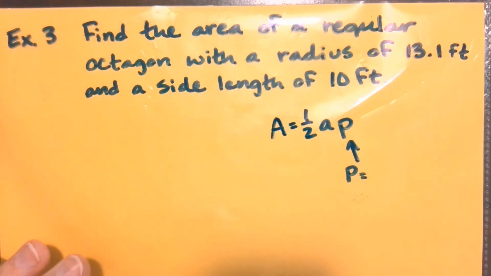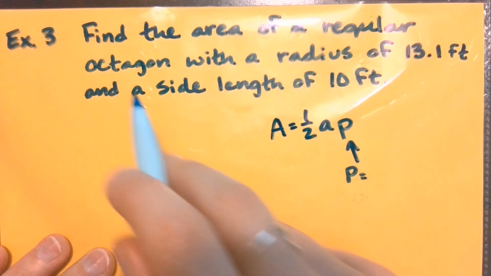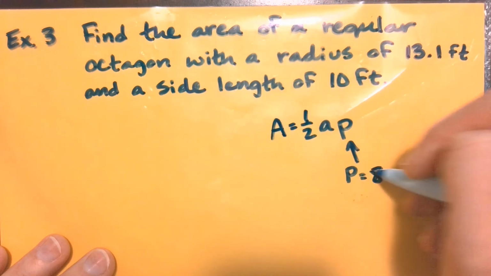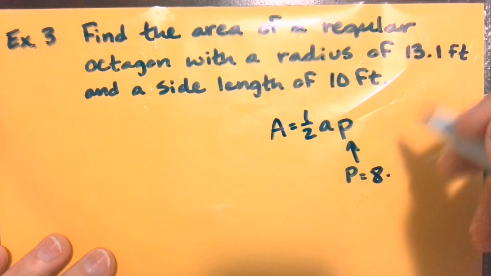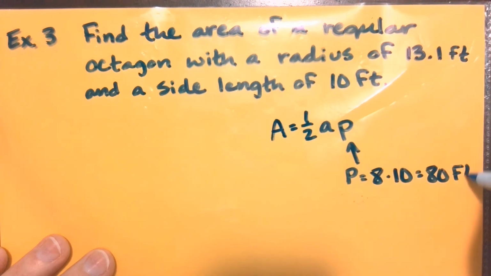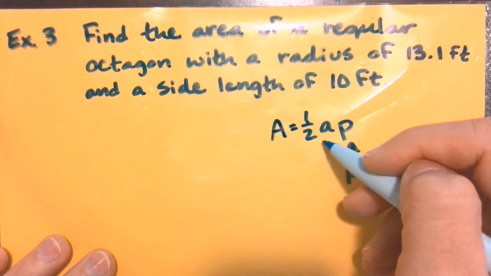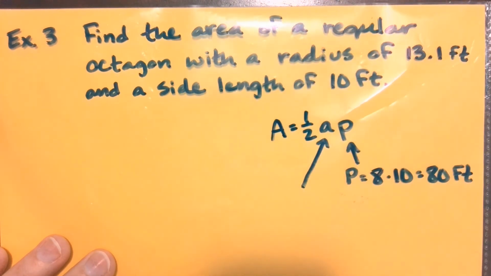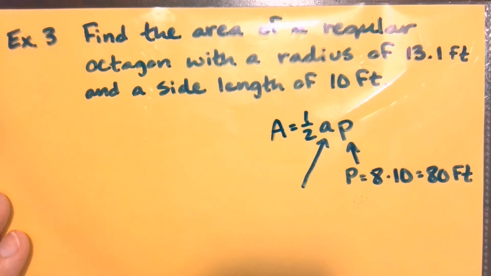Since the perimeter of a regular polygon is always the number of sides times the side length, so times 10, that means that our perimeter here should be 80 feet. So hopefully that's what you got for the perimeter. Next, we're going to try to find the apothem, and we were not given the apothem. So for this, we're going to need some sort of drawing, but I don't necessarily have to draw out the entire octagon. You can if you want to.